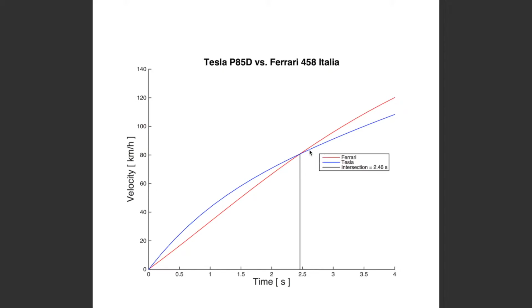But after this point, the Ferrari will be going faster than the Tesla because it has gotten up in gears, and at this point, the Tesla's acceleration, as you saw from the graph before, has dropped quite a bit. So this is the point where the speeds intersect. But this is, however, not what we see in an actual race.